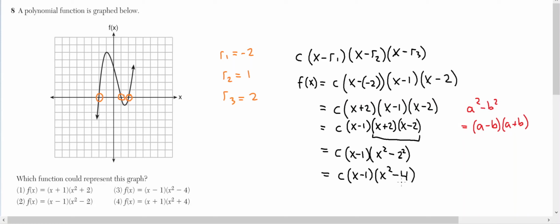And so in all of these cases, there's no other constant out front, so that means this c is actually equal to 1, so we can suppress writing it here. And then we're left with one of the choices, x minus 1 times x squared minus 4. So that means we can choose this. And for question number 8, we'll take choice number 3.